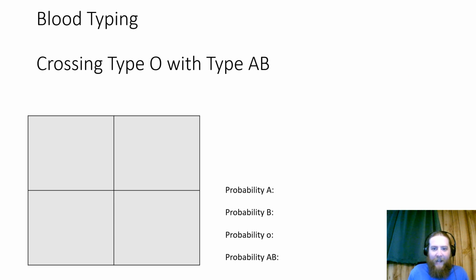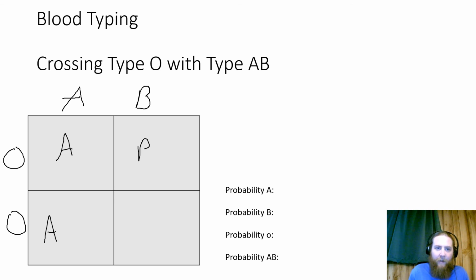All right, for this last example, we have type AB with type O. When doing these problems, always figure out what blood type you're starting with and what the other one is. So bringing this A down, AA, BB, bringing these O's across, O, O, O, O. And then our probabilities, 2 out of 4, 50% A, and 2 out of 4, 50% B.